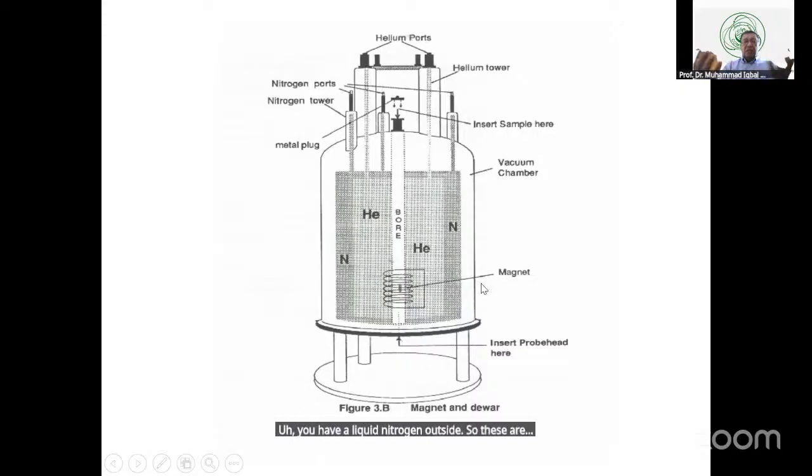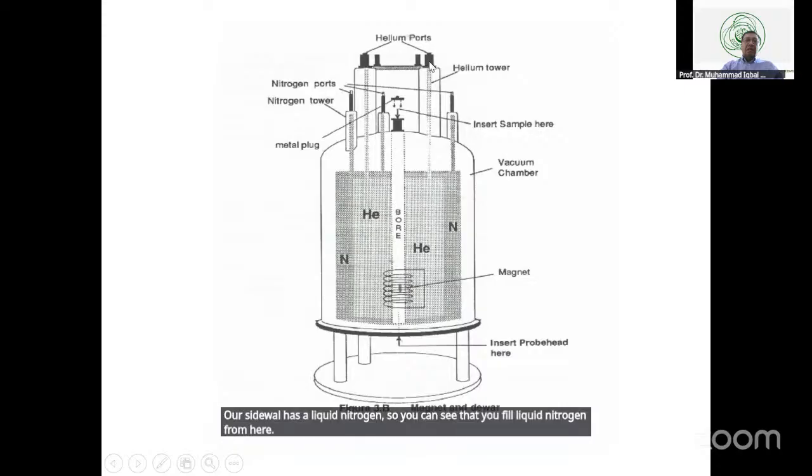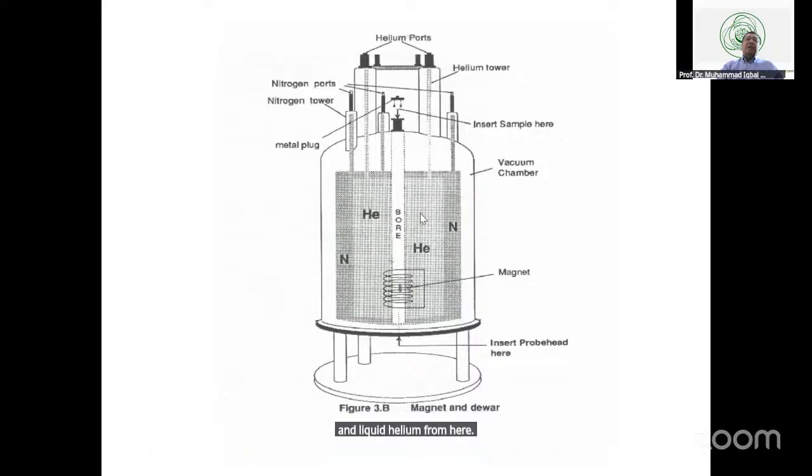So these are two vessels, one inside the other. The inside one has the magnet and helium, the outside one has liquid nitrogen. So you can see that you fill liquid nitrogen from here and liquid helium from here. Okay, and this is the superconducting magnet. You place your sample here. There is air which is going in. Air brings that sample here. This is your sample. And now the sample is sitting in between the magnet.